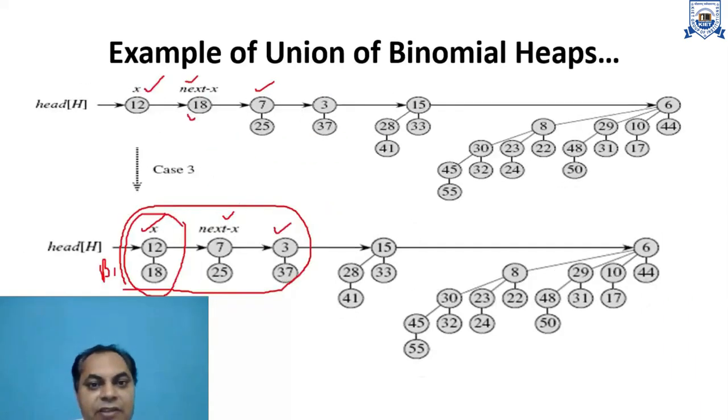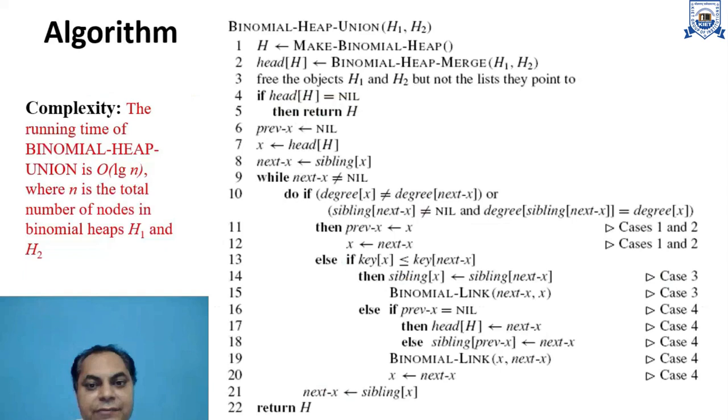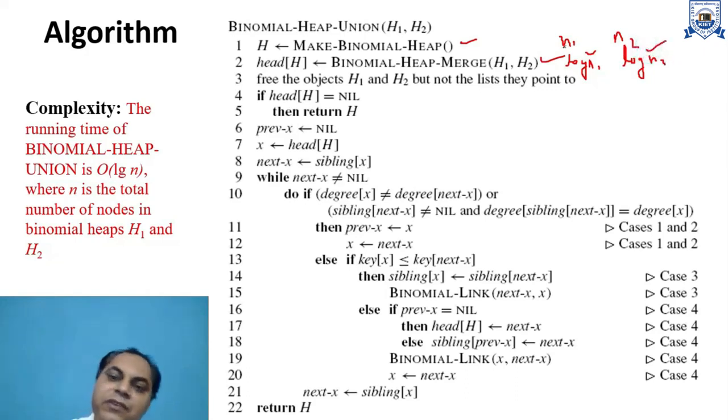Now let's discuss the complexity of binomial heap union. The complexity is log n, because this is a constant time operation. Now merging is a simple merging. Let's say h1 contains n1 nodes, and h2 contains n2 nodes. The length of the root list of h1 is log n1, and the root list of heap h2 is log n2. When you merge these, the total complexity would be log n1 plus log n2.